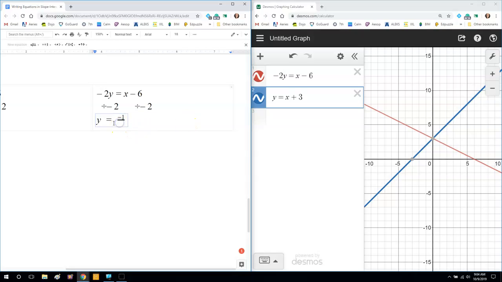That negative x over 2 is the same thing as negative 1 over 2 x. Remember, it doesn't matter where that negative sign goes. It can be with the numerator, with the denominator, with the fraction as a whole.